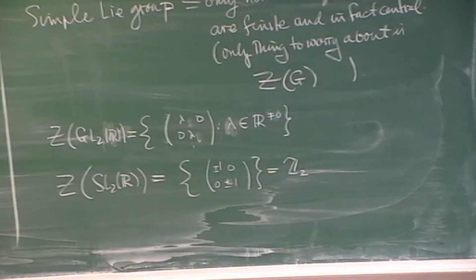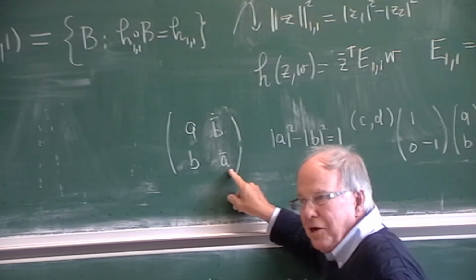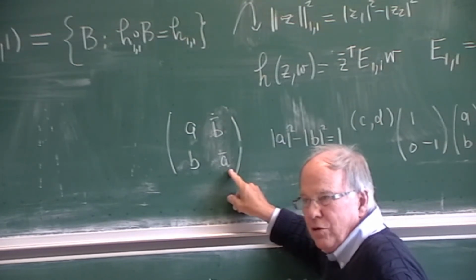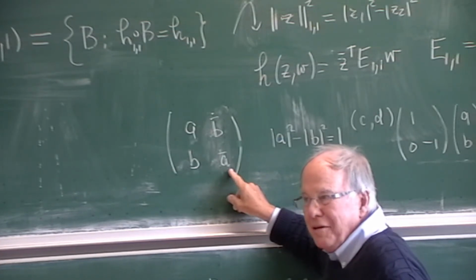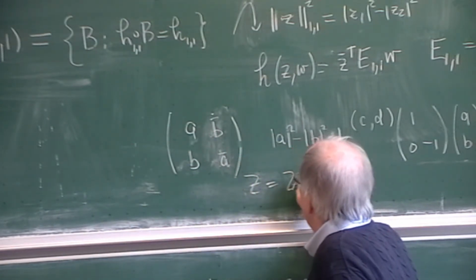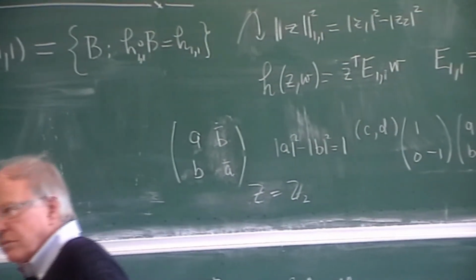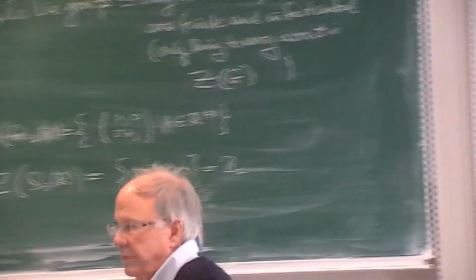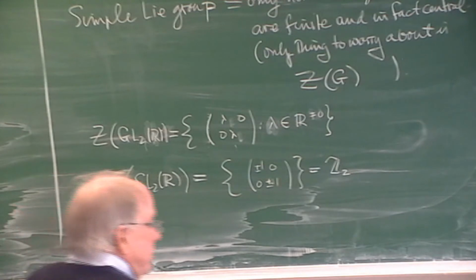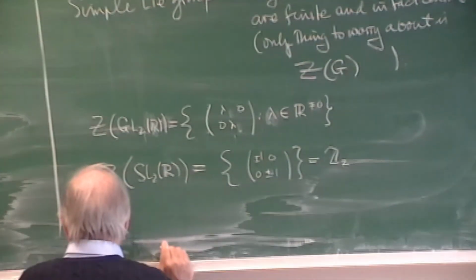So let's see, what's going on here? You see, in this guy, you see this guy here? Minus the identity is in this guy, right? I think it's right, with A equals minus one. That commutes with everything. So that's the center of this group. So the center here is equal to Z2. And the center of SU2 is also equal to Z2. Okay. Now, that's the group.